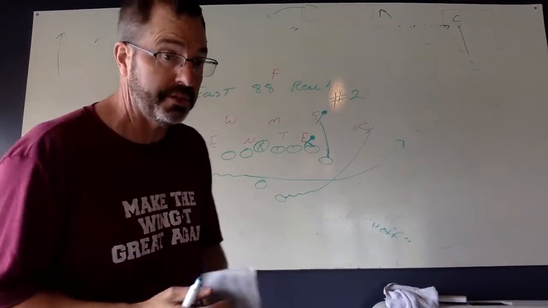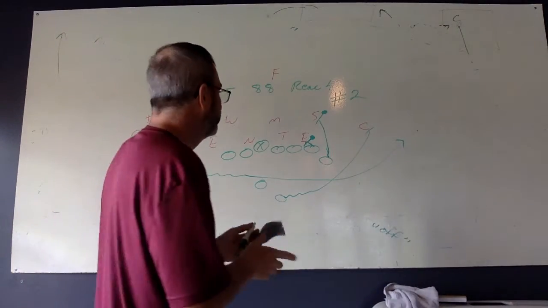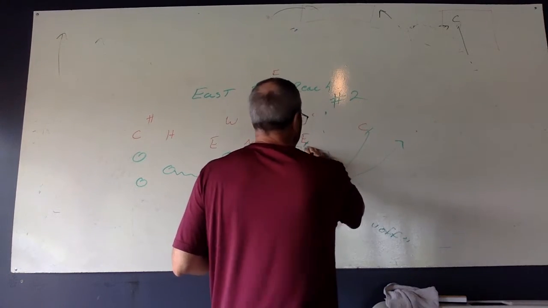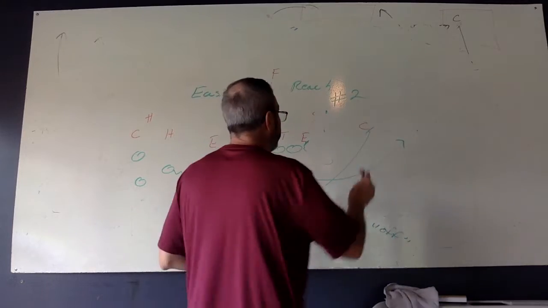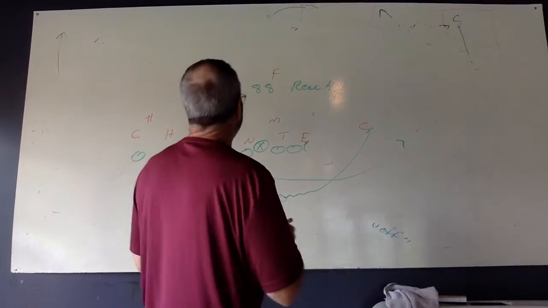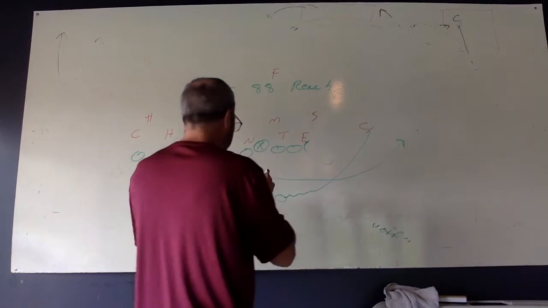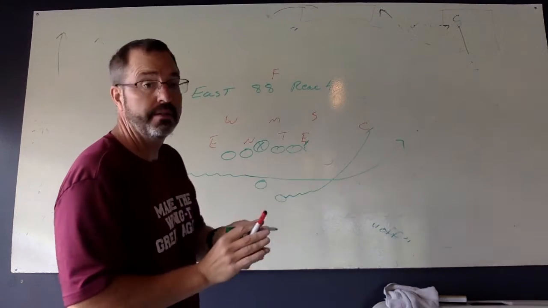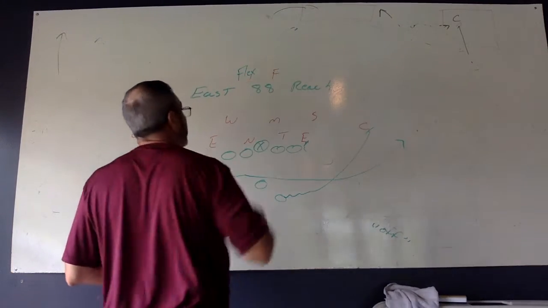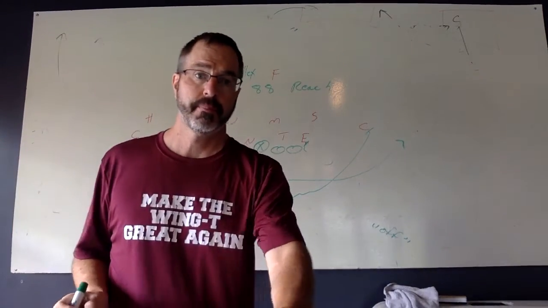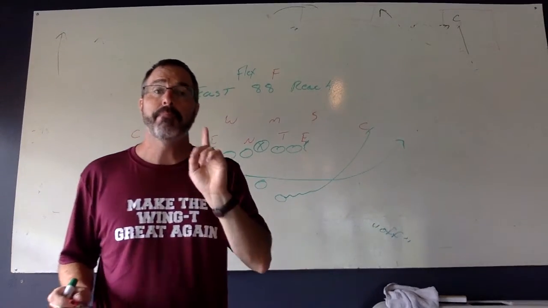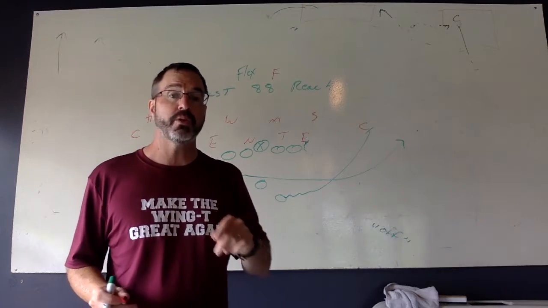Okay, so let me make it a little bit more complicated, Braden, because we're going to put in a new formation this year too. Check this out. We're going to do this Sunday night. We're going to run East Flex 88 Reach. And if we call East Flex, Braden, our tight ends, this is what you do.